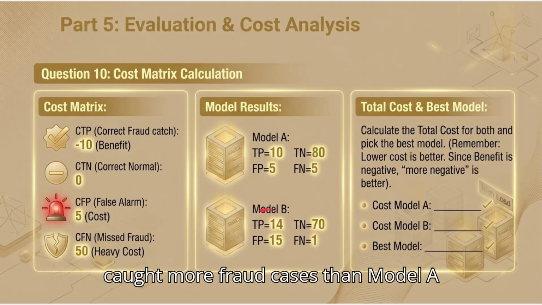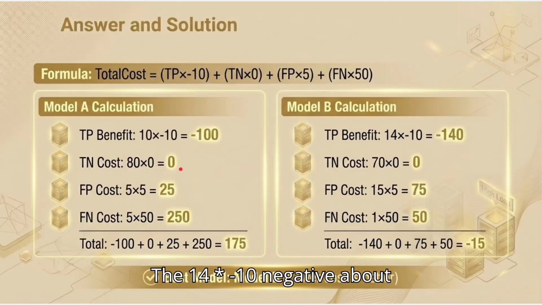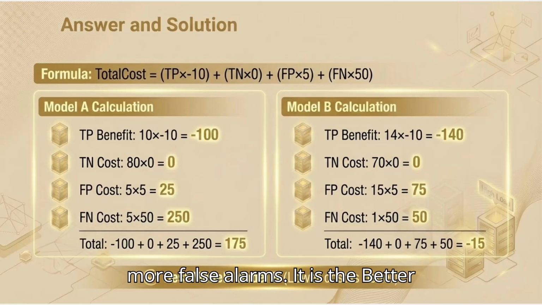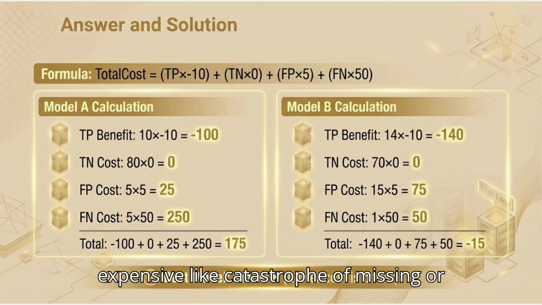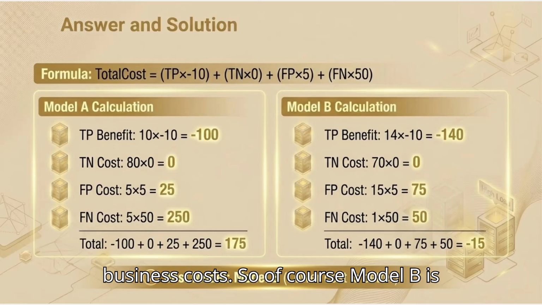Plus, it caught more fraud cases than Model A. Model A caught 10, this one caught 14. So 14 times negative 10 is negative 140. The net result is negative 15. So even though Model B had lower accuracy and more false alarms, it is the better business model because it avoids the expensive catastrophe of missing a fraud. This is why you can't just look at accuracy. You have to look at the business costs. So of course Model B is better.